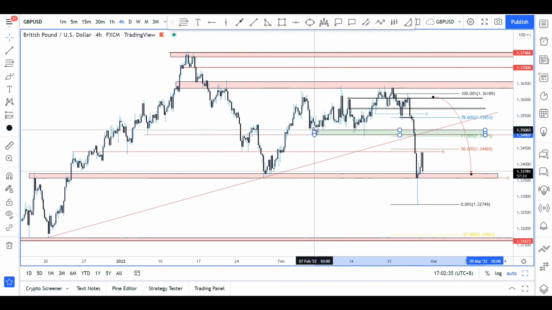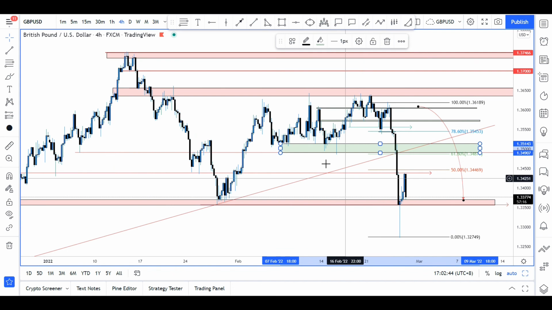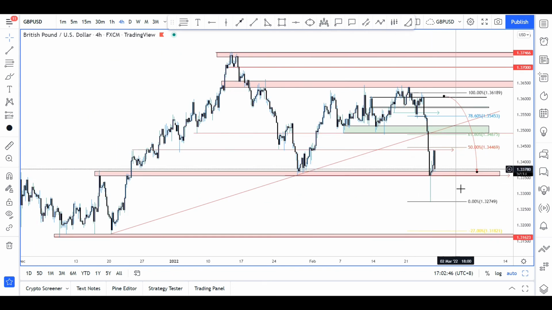For me, this is where I'm anticipating my rejection at this point, and then I'll short price to give me a TP at the minus 27 region here. If it happens, it's going to be a perfect kind of trade. So for now, going into this London session, I'm anticipating price rejection at this area.